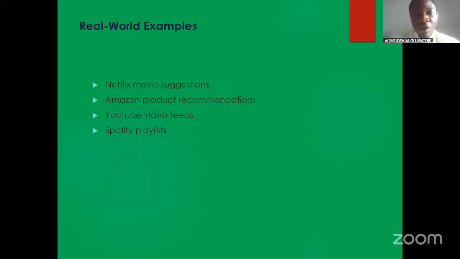And another real world example is Amazon product recommendation. If you usually purchase things on Amazon, the system discovers that you are someone that likes a certain brand of, let's just say, a child that likes a toy. If that child has purchased a toy before from Amazon, the system begins to suggest similar recommendations to them. And also YouTube video feeds and Spotify's playlist.